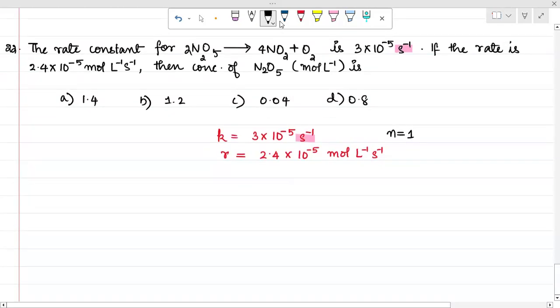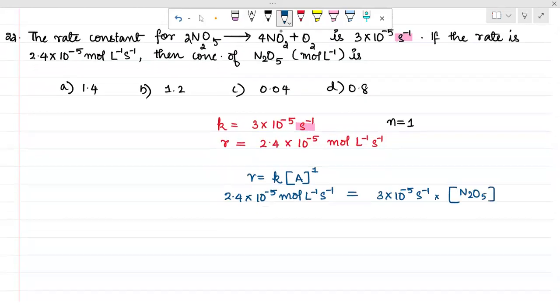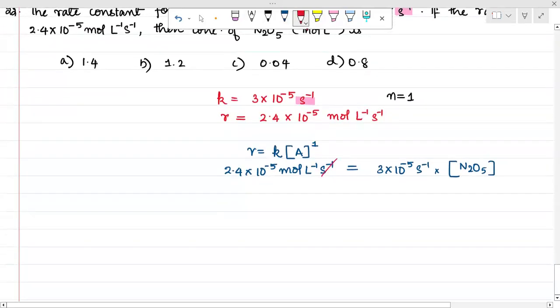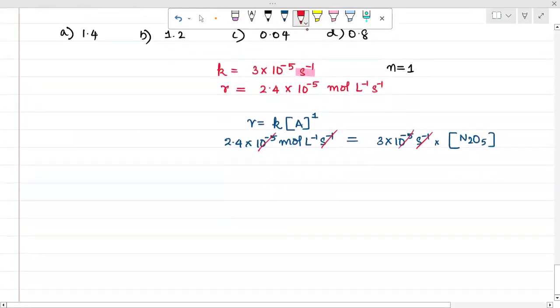That's all. Now what do we want? Rate is equal to rate constant into concentration of A to the power 1. Rate is given: 2.4 into 10 to the power minus 5 moles per liter per second equals the rate constant, 3 into 10 to the power minus 5 per second, into concentration. Our reactant is N2O5, so we'll write N2O5. Per second and per second get cancelled. 10 to the power minus 5 and 10 to the power minus 5 get cancelled. What you have remaining is 2.4 by 3.